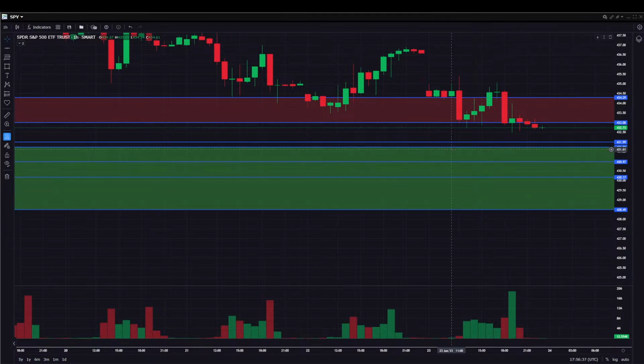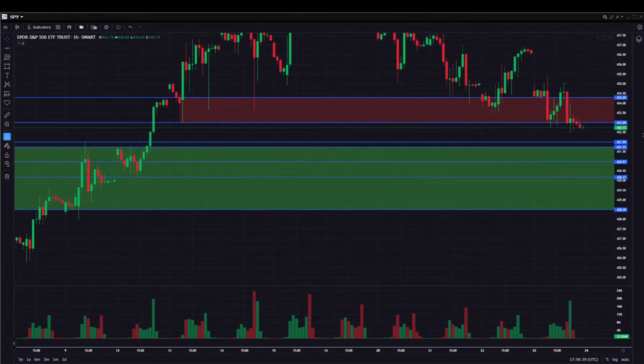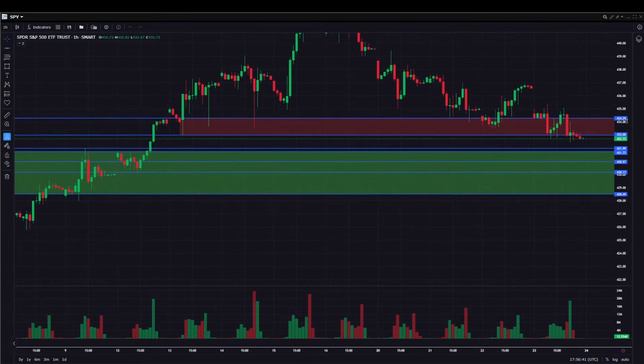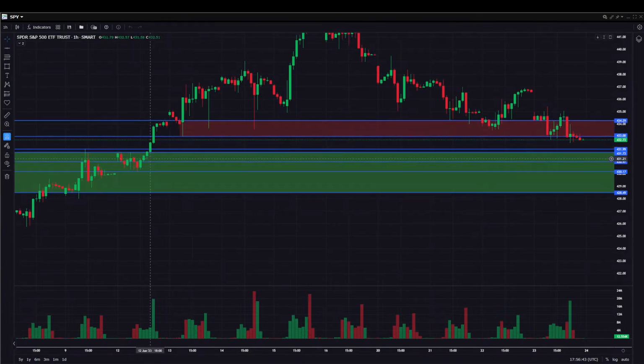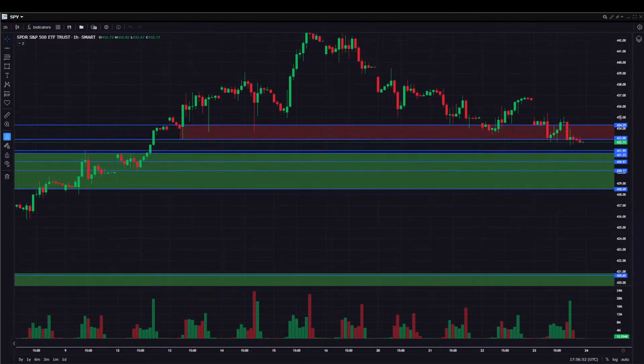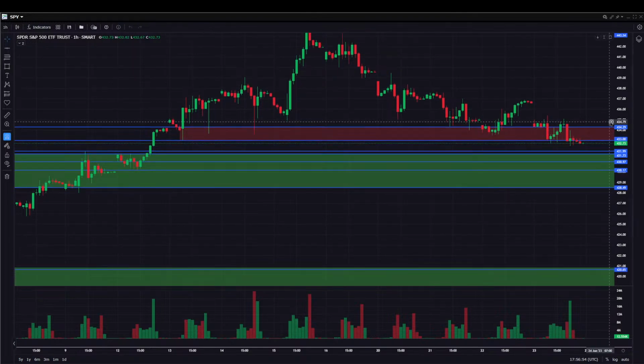Do I think we can bounce here? I think it's possible. We haven't, as you can see here, once we broke out, we have not retraced it. So just like I was saying on ES, most levels get retraced, unfilled orders.